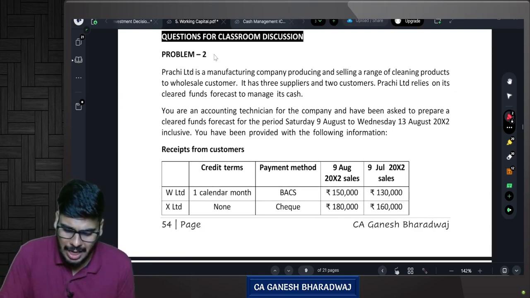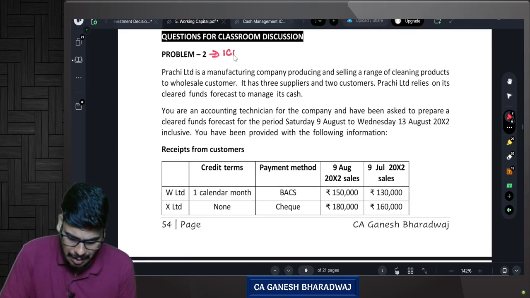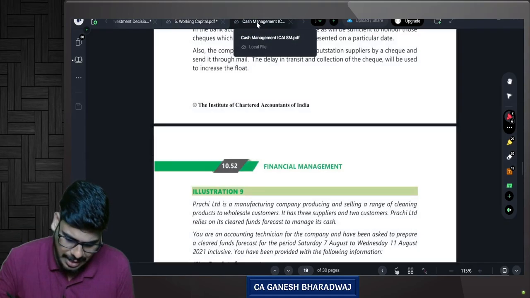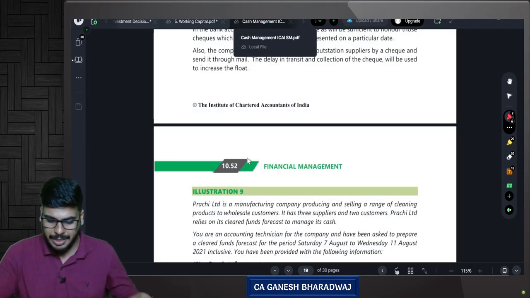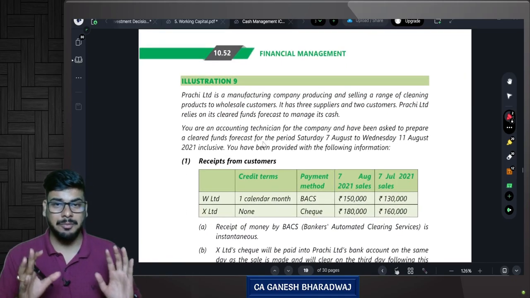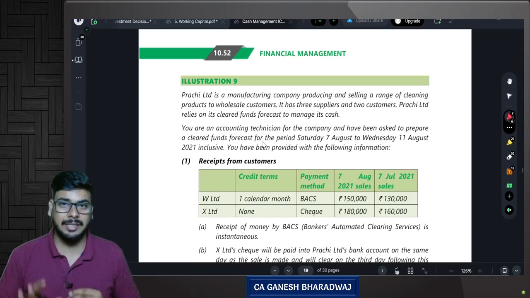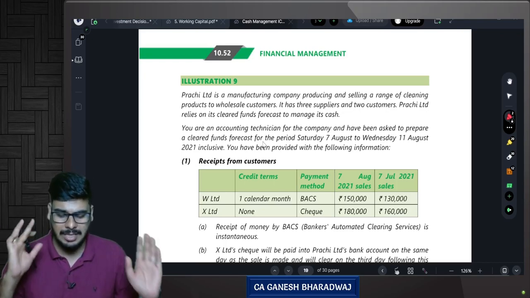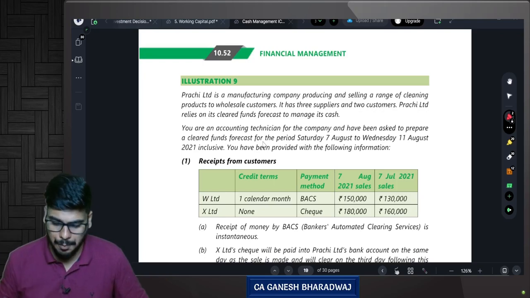I have actually taken this illustration from the ICAI study material only. So let's jump to the ICAI study material and have a look at this particular problem. It's on page number 10.52. In case you are from the new syllabus, don't worry, this exact sum is also there in the new syllabus study material for May 2024 and onwards. This sum is there, a very, very good problem.